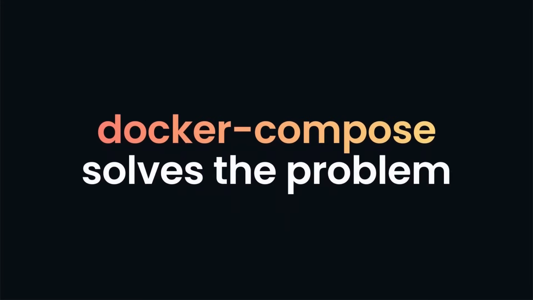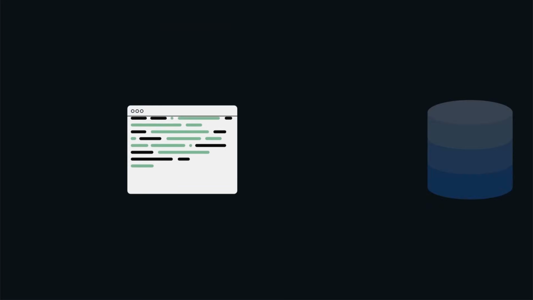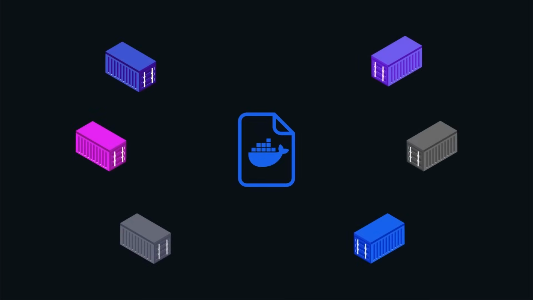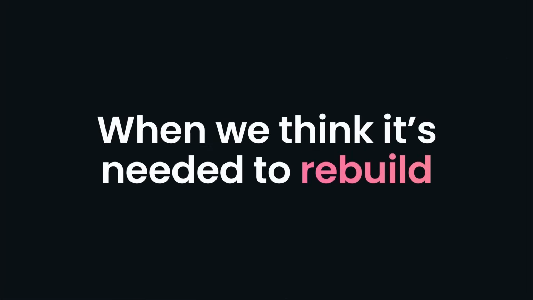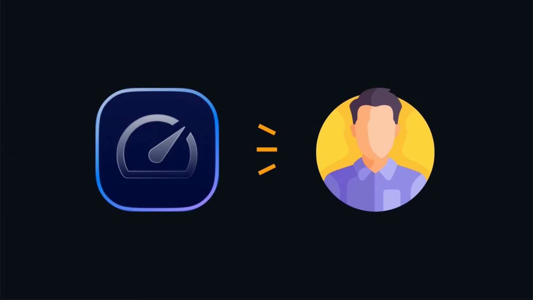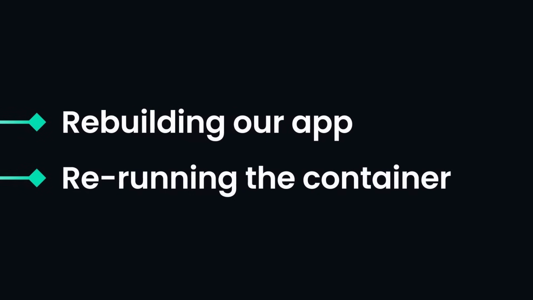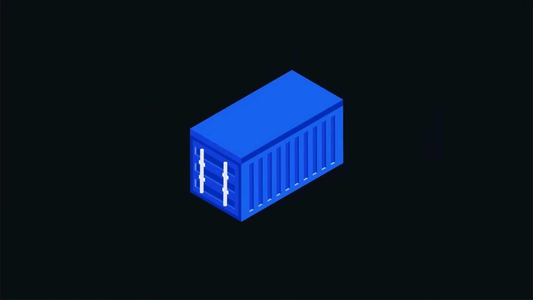Sure, Docker Compose solves the problem of showing up-to-date code changes through volumes, letting us manage multiple containers in a single file, and lets us do both things, building and running images. But it still doesn't do it automatically when we change something related to the package files or when we think it's needed to rebuild the image. And this is where our next Docker feature comes in: Docker Compose Watch. As its name suggests, Docker Compose Watch listens to our changes and does something, like rebuilding our app, rerunning the container, and more. It's a new feature that automatically updates our service containers when you work.